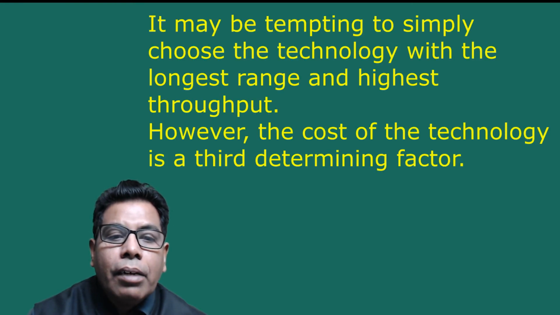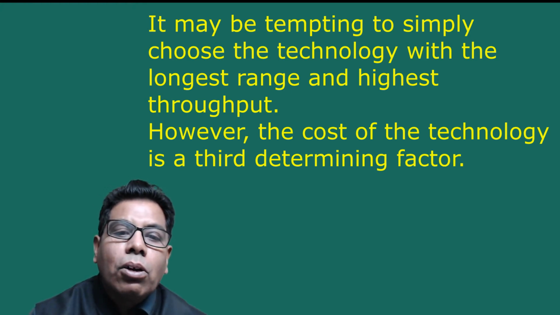It may be tempting to simply choose the technology with the longest range and highest throughput. However, the cost of the technology is the third determining factor. The amount of data to carry over a given time period, along with the correlated power consumption, possibly driving limitations in mobility and range, determine the wireless cell size and structure.